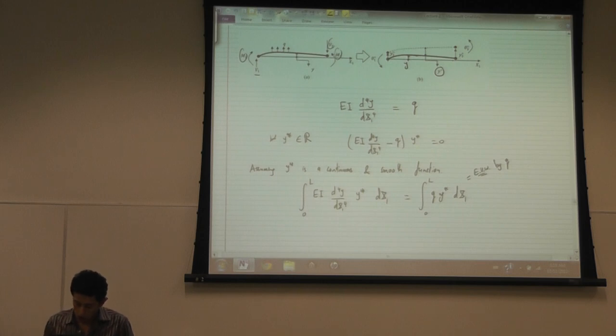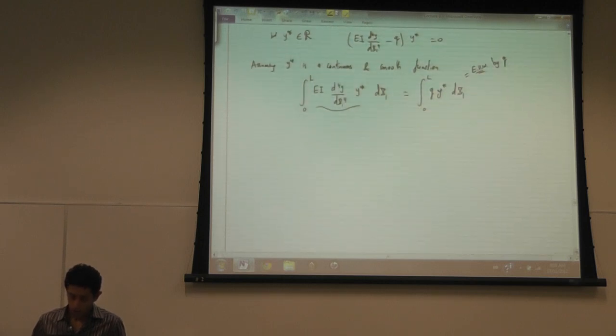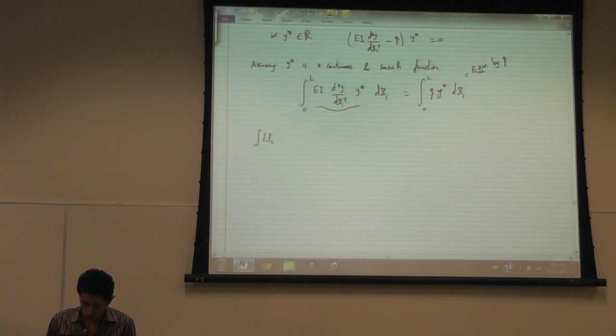So I'm going to take this term and manipulate it again using calculus and using the following: the integral of F1 F2 on the boundary is equal to the integral of dF1 F2.